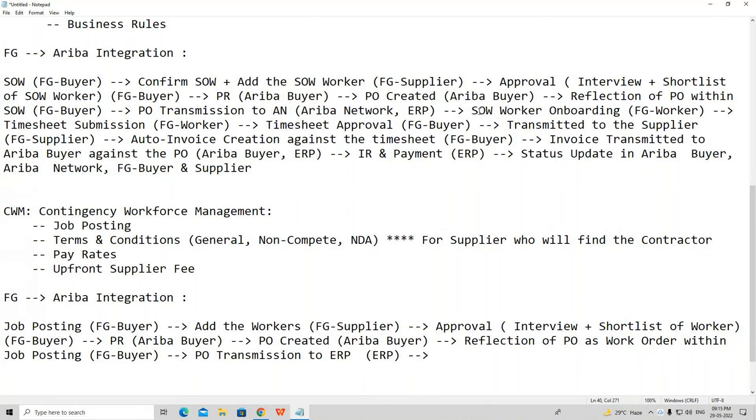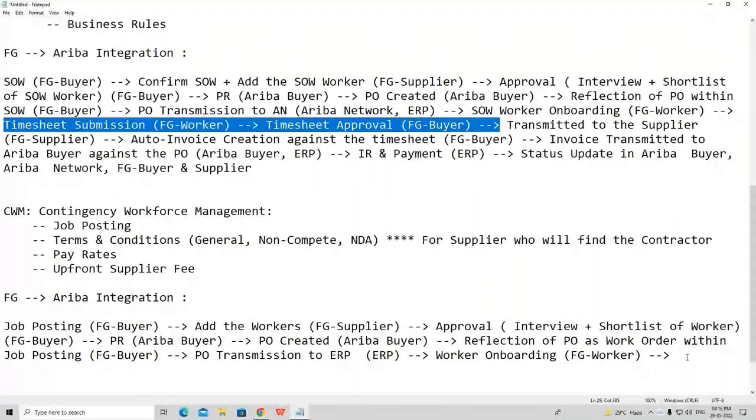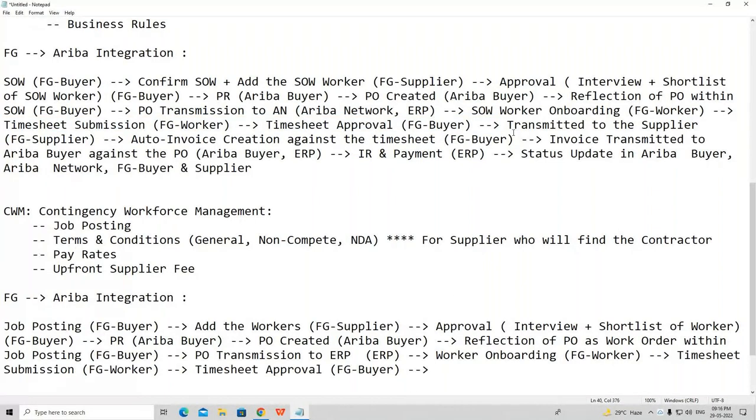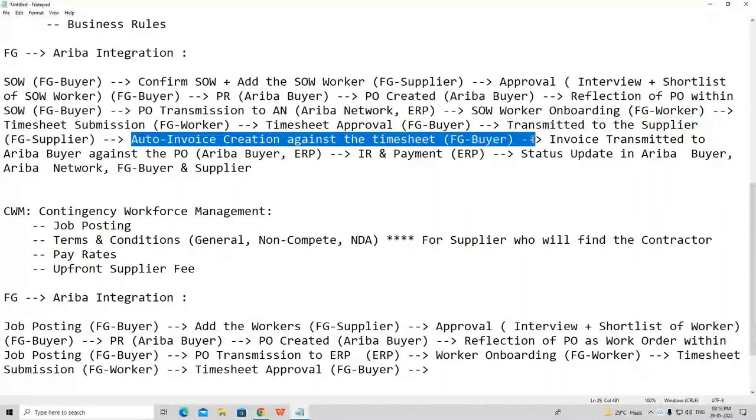Now, the onboarding of a worker in FG is a little bit different. Why? Because here the bank details and other information of the worker are captured. Why? Because ultimately the payment will happen to the worker. So it is very, very important that you capture this information. That's the first thing. Next, same thing will happen: time submission, timesheet approval. But here it will not be transmitted to the supplier. Why? Because the supplier is basically not involved over there. So once this approval happens, what happens is like this.